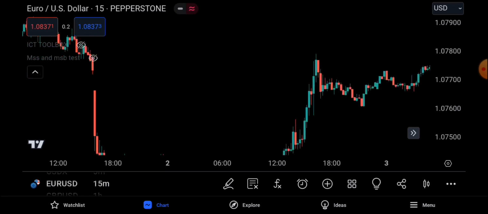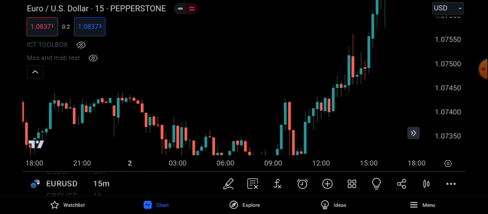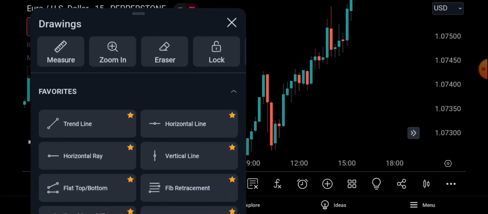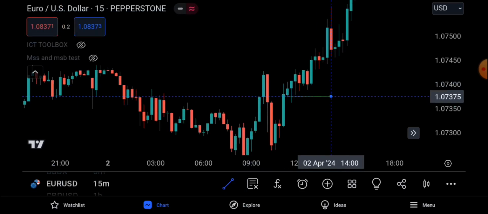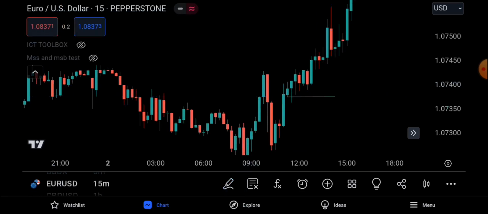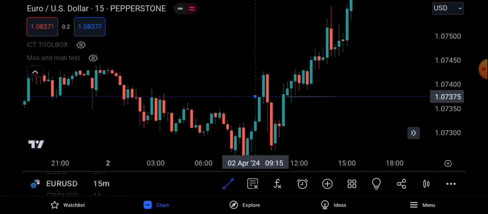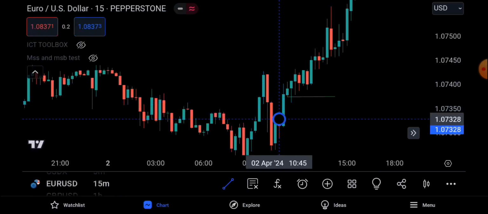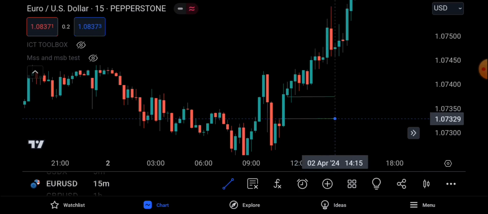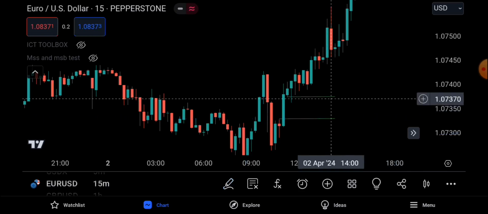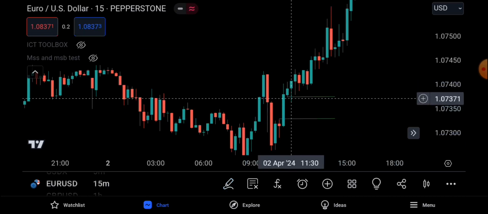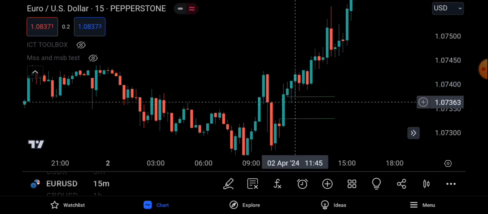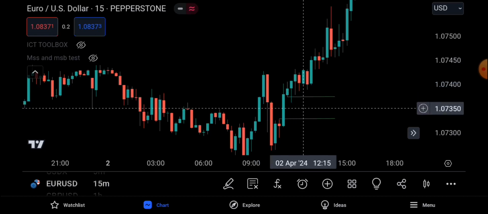Okay, so I have one right here. So in between here, right there, we have a fair value gap. And right here, we also have a fair value gap. And if you look at this candlestick right here, it came right into the fair value gap and closed outside the fair value gap. So this is a valid fair value gap. So this is what we would want to be taking if we're looking at any form of entries.